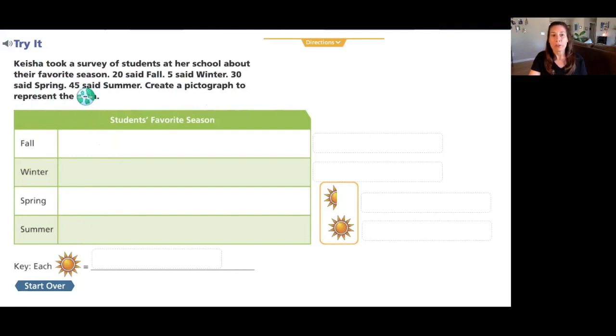Ooh, that's a lot of votes. So she took a survey throughout not just one grade level, but probably a couple grade levels, right? Or maybe more than one class.